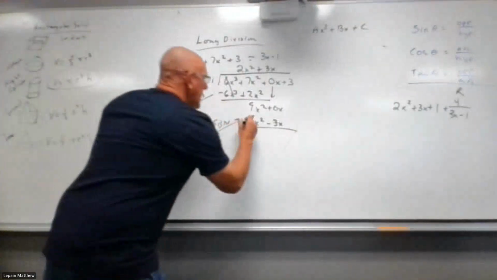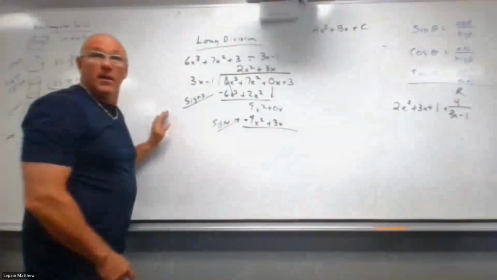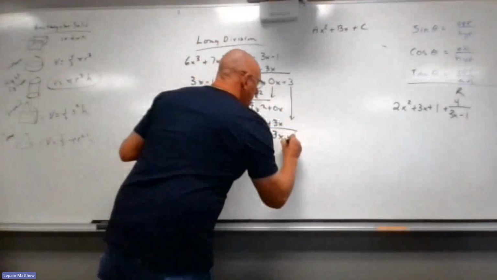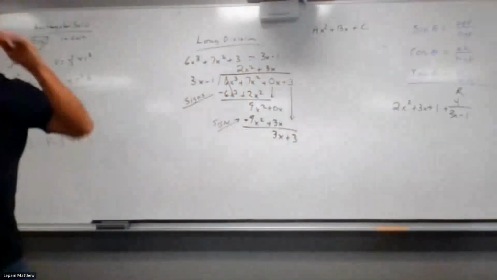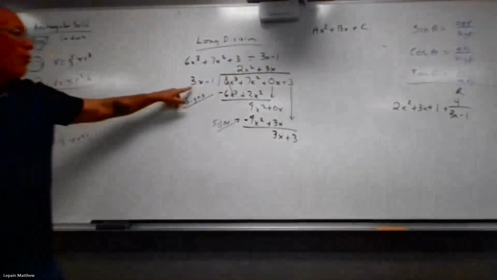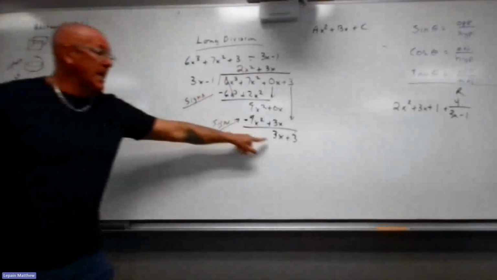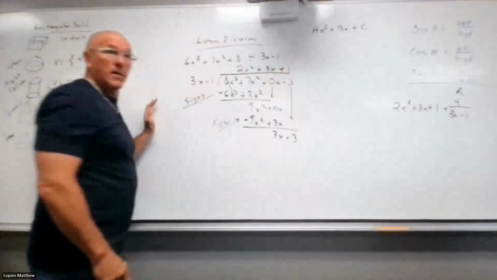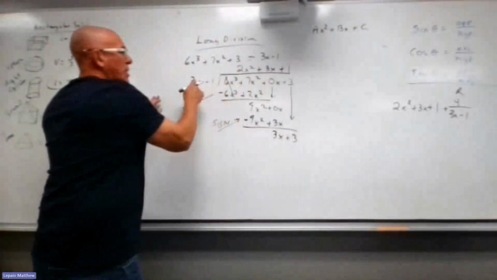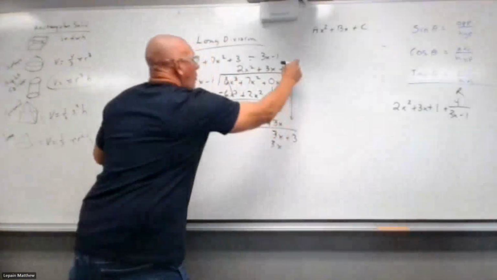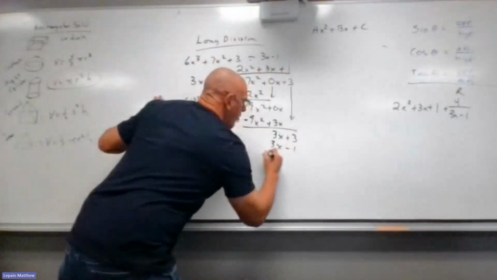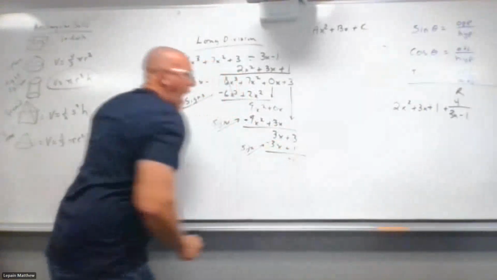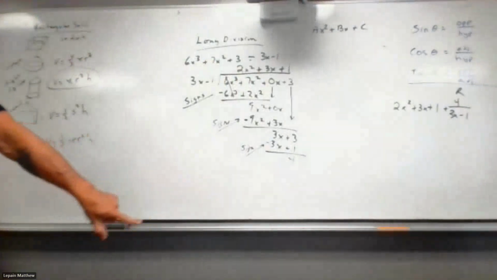Signs. Negative, positive. That becomes 3x. Bring down your 3. What do I multiply 3x by to get 3x? 1, plus 1. 1 times 3x is 3x. 1 times a negative 1 is negative 1. Signs. Negative, positive. I'm left with a 4.